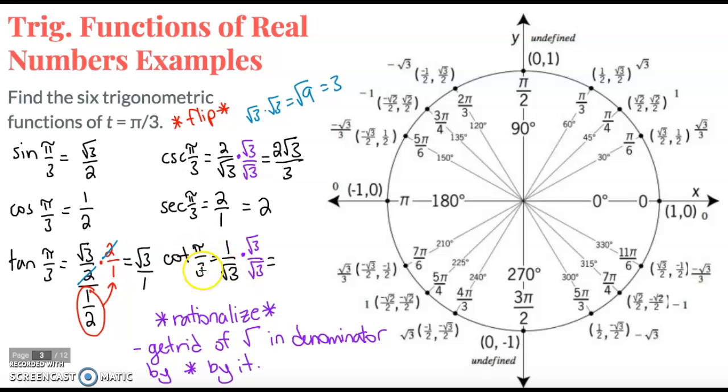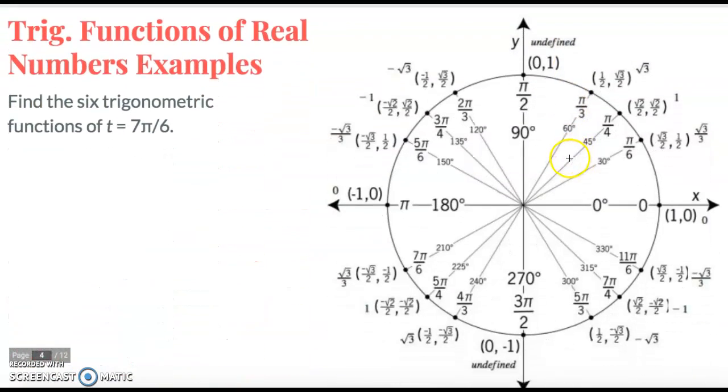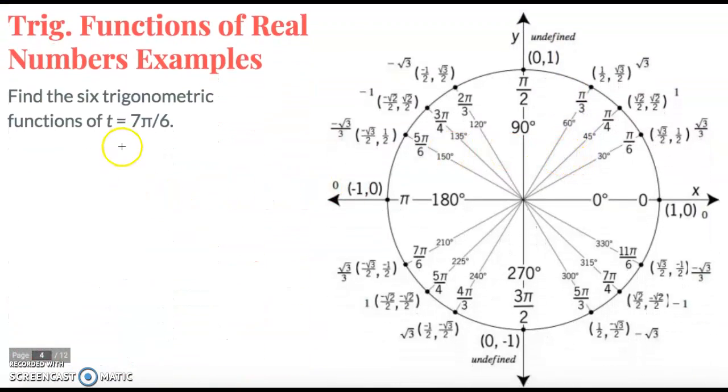And then cotangent of pi over 3, we do the same thing, multiply straight across the top, so you get 1 square root of 3 on top, and then square root of 3 times square root of 3 is just 3 in the bottom. So you have found all 6 trig functions. These are your final answers for t equals pi over 3. We're going to go ahead and do another example here. So we're going to find 6 trig functions of t equals 7 pi over 6.